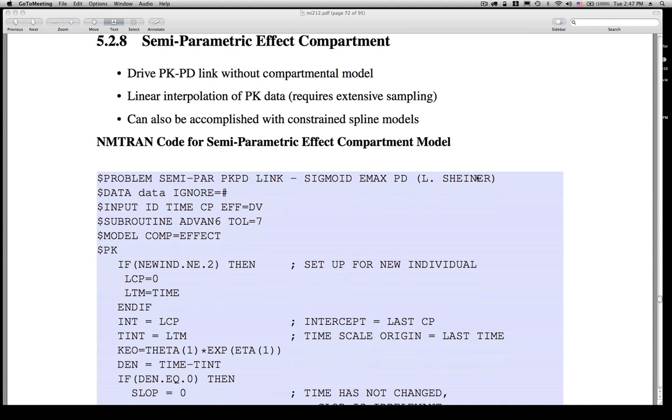When I post up some of the practice problems, you'll see there are different implementations of that effect compartment, and I've done them with Advan 5 and Advan 6 to show you the general linear and the differential equations as well.